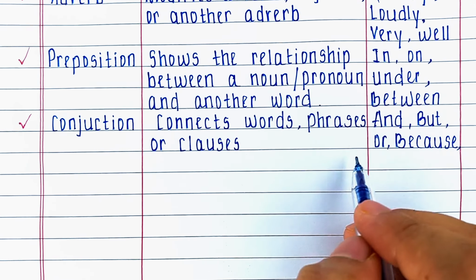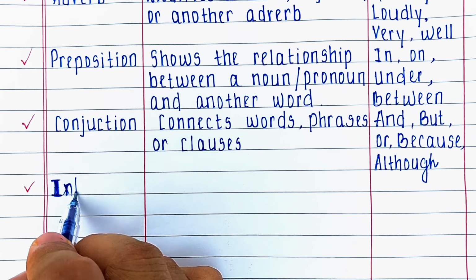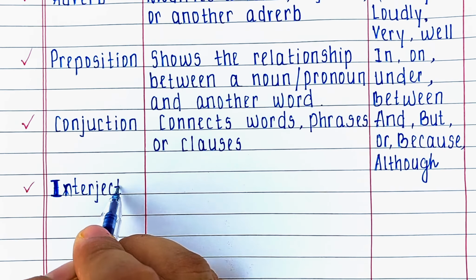Let us understand this with the help of an example. Ram and Shyam had come to my birthday party. Here, and is the conjunction.